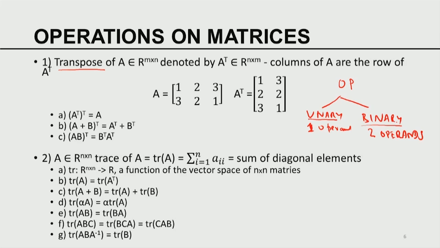This unary operation, transpose, has several properties. Transpose of a transpose is itself. Transpose of the sum is the sum of the transposes. Transpose of the product is the product of the transposes. These are all basic properties. I'm not going to prove them. Many books that I talked about at the end of module 2.1 have proofs of these. If you don't want to prove this, at least you should be able to verify.